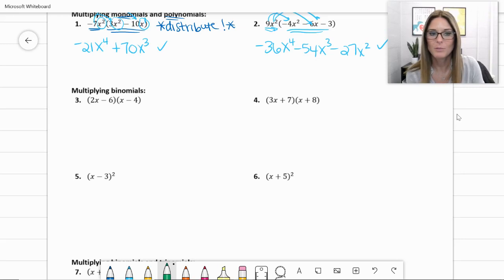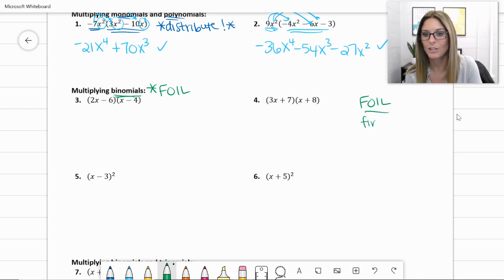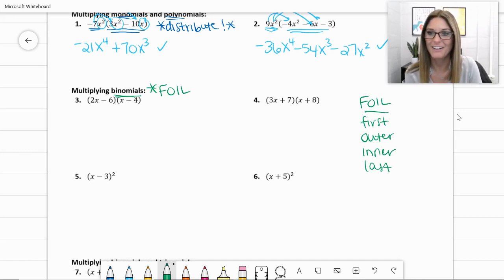In number 3, we're going to multiply two binomials together. And guys, this is what we are going to do very often throughout the rest of Algebra 1 and frequently in Algebra 2. We are going to multiply those two binomials using an acronym called FOIL. Now, FOIL stands for first, outer, inner, last. And this is the order that we are going to multiply the terms together in.